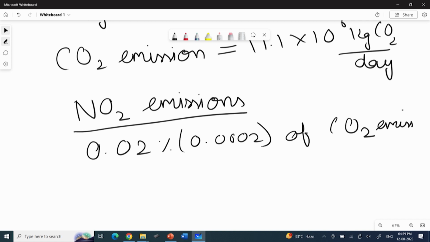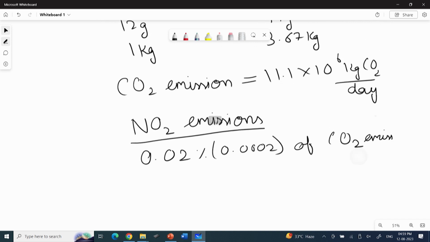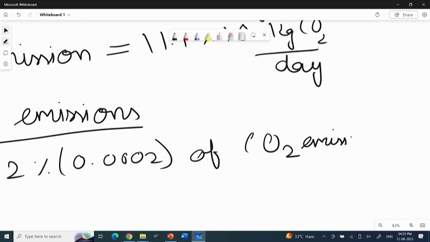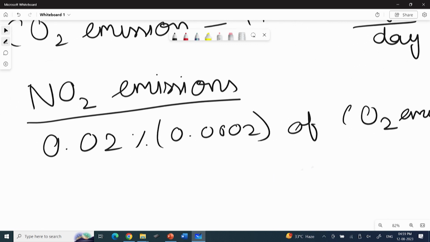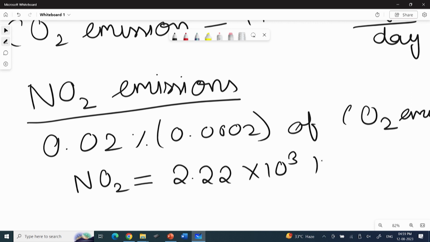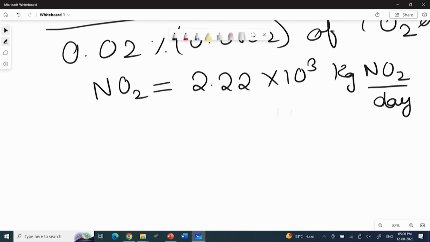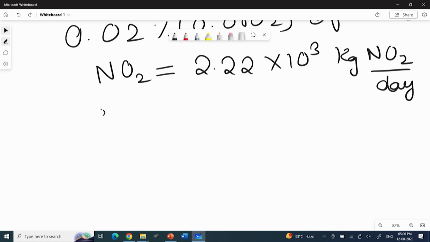So this is a fairly simple calculation. You just multiply the factor of 0.0002 and the NO2 emissions will come out to be around 2.22 into 10 to the power 3 kgs of NO2 per day. Something similar could be said for the SO2 emissions.